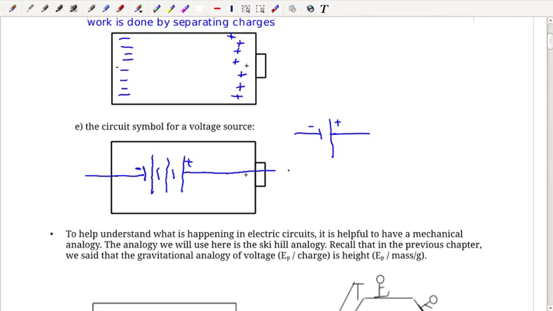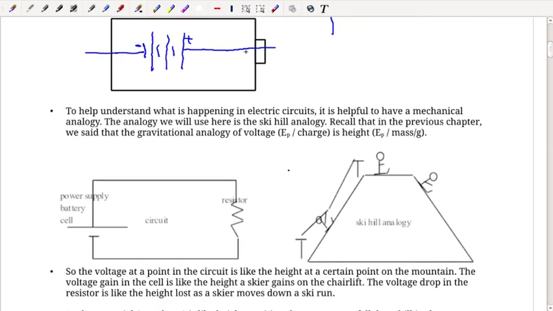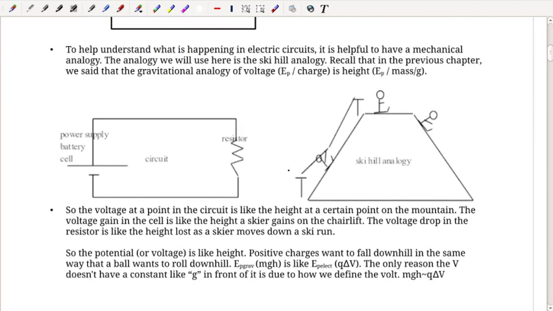So to help us understand what's happening in electric circuits, it's helpful to have a mechanical analogy. In other words, an analogy that you can feel and touch and kind of experience for yourself. Now here in Bolivia, you may not have ski hills, so we might have to think through a better analogy that would apply better to Bolivia. But hopefully you've been to a place of the mountain, or you can kind of imagine what this would be like. So the analogy that we use here is the ski hill analogy.